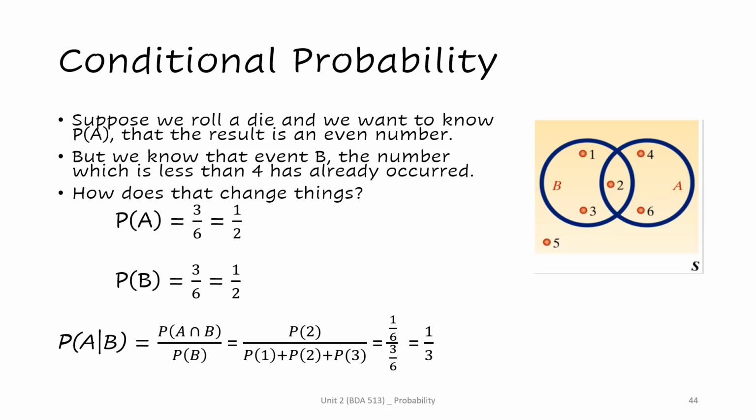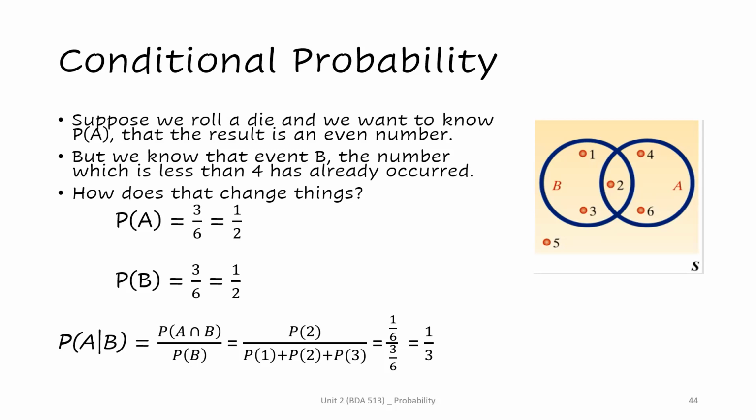So we have A in the diagram, we have 4, 2, 6. That's 3 out of 6, so that gives us a half. And the probability of B is 1, 2, 3. That also gives us a half. So we want to know that event B, the number which is less than 4, has already occurred.